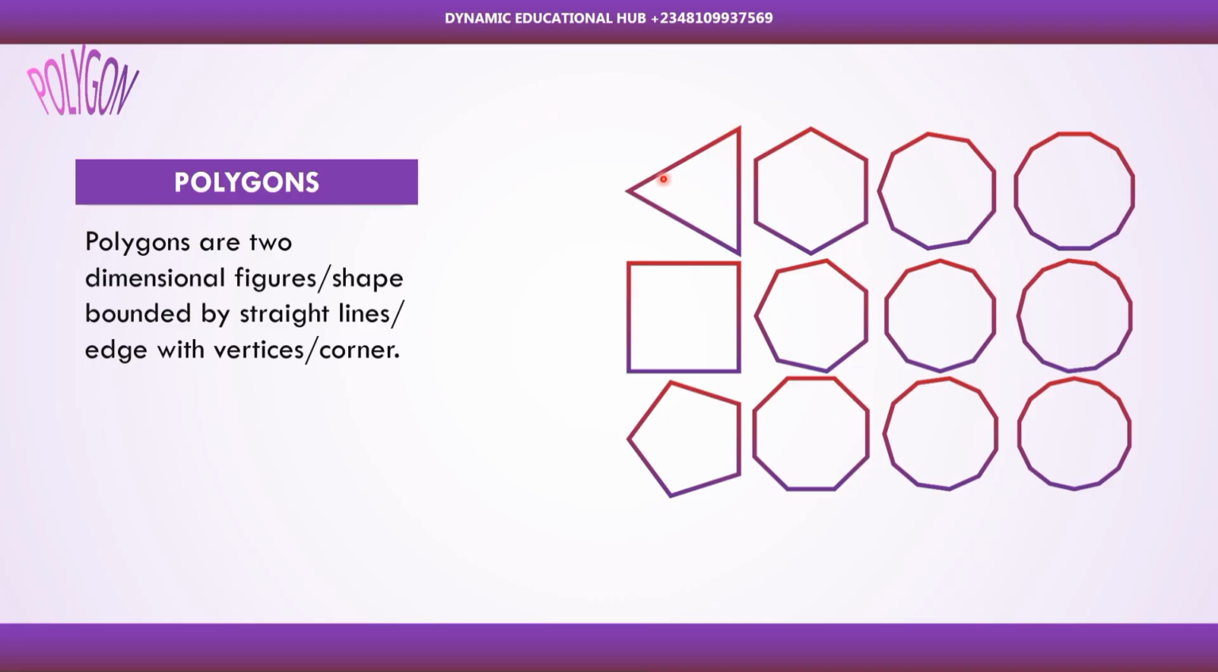Every polygon is going to have vertices, and a vertex is a point at which two edges meet. A vertex is also known as a corner, and the plural form of vertex is vertices. Since a polygon has multiple edges, we are going to have multiple vertices.